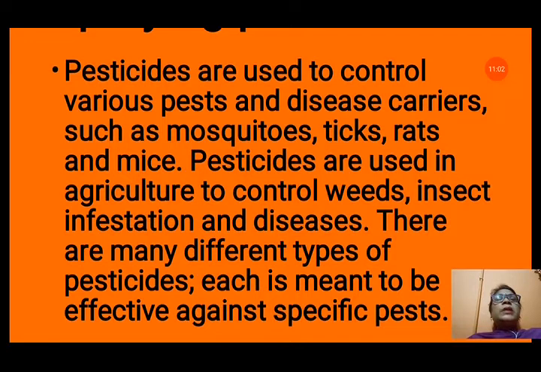Pesticides are used in agriculture to control weeds. Weeds are also harmful. They will take all the nutrients from the soil and the plant will not grow properly. Insect infestation and diseases also should be controlled by pesticides. There are many different types of pesticides. Each is meant to be effective against a specific pest. For each pest, there is a special pesticide that controls it and increases the yield of the field.